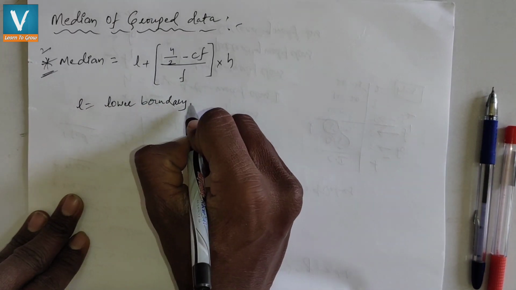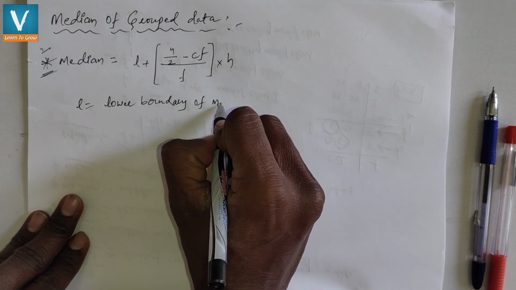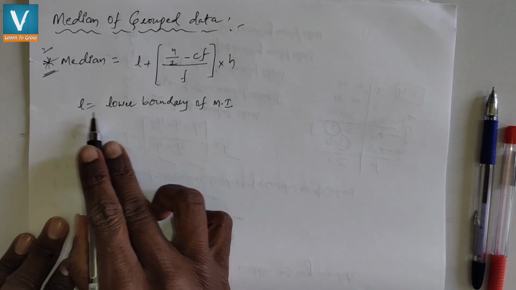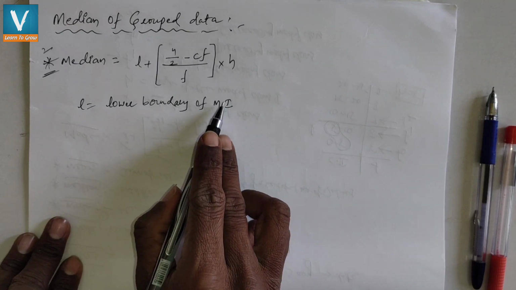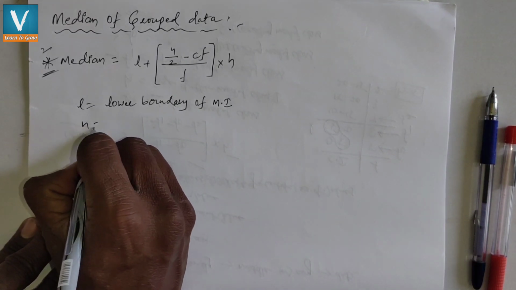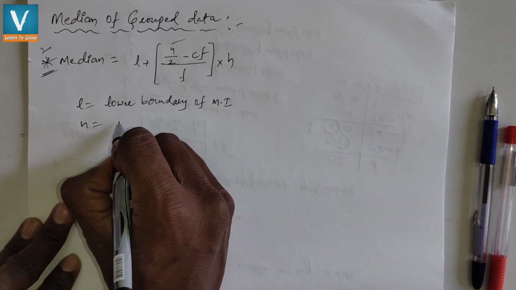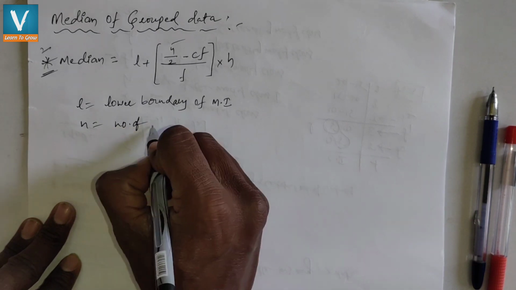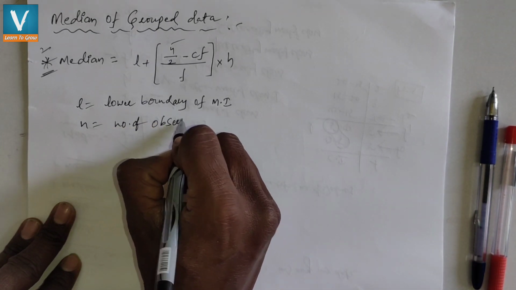L indicates the lower boundary of a median class. And the next one is N. N indicates the number of observations.